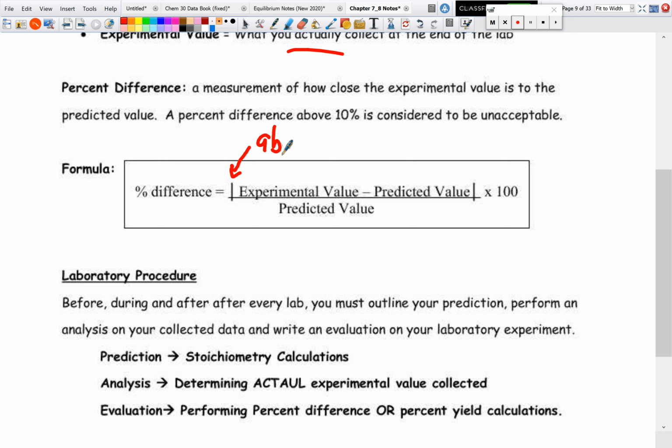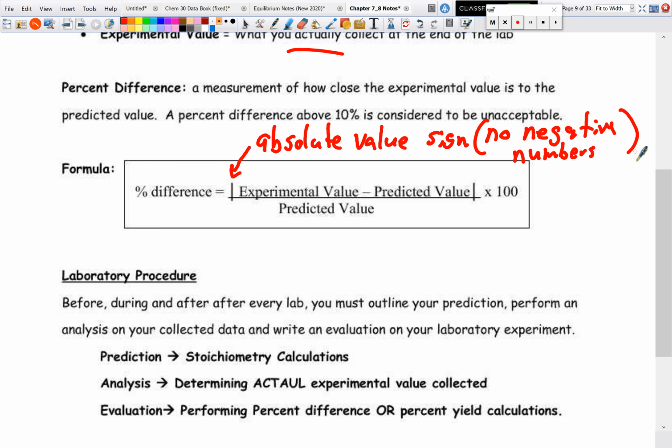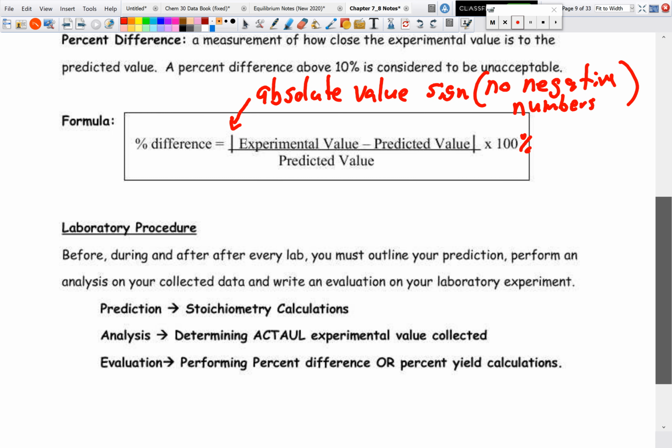One thing to notice as well: the little straight lines up here aren't a typo, this is the absolute value sign. That basically just means no negative numbers. Because when we are doing our percent difference, we're getting a percent, and we don't want a negative percent because it's just telling us how far we are from the predicted value. So our equation is our experimental value minus our predicted, over our predicted, times 100%. And that should leave us with our percent difference.